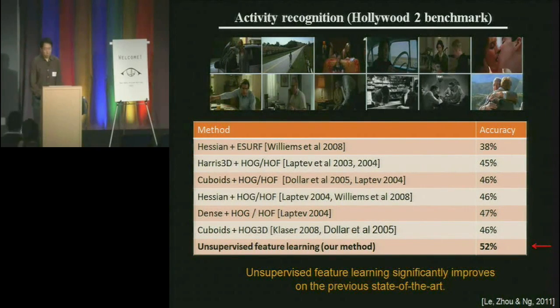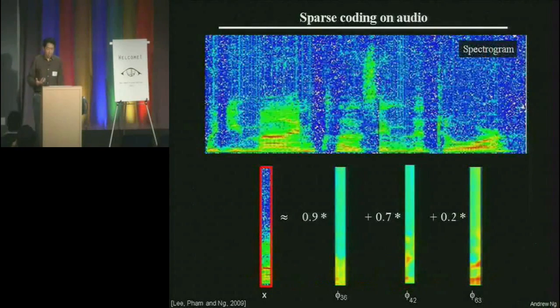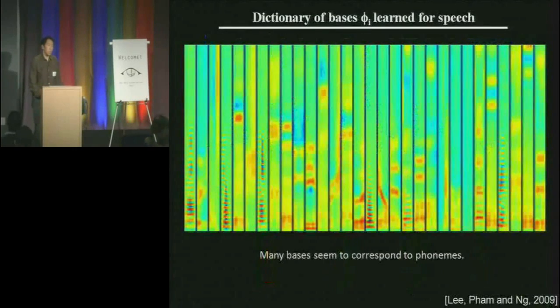Okay. That's images. How about audio? So it turns out that you can take the same sorts of algorithms and apply them to audio. What's shown on top is a spectrogram. So what you can do is take snippets of spectrograms and apply sparse coding to spectrogram data. And if you do that, then it learns to decompose spectrogram snippets in terms of sparse linear combinations of basis functions like that. And if you look at the basis functions learned by sparse coding or by sparse DBN, these sparse learning algorithms, this is an example of the first layer dictionary of basis functions learned by the algorithm. You find that many of these basis functions seem to correspond to phonemes.